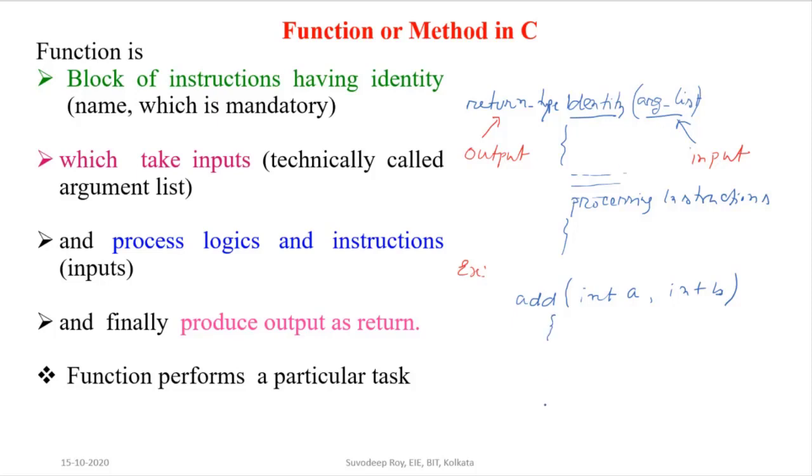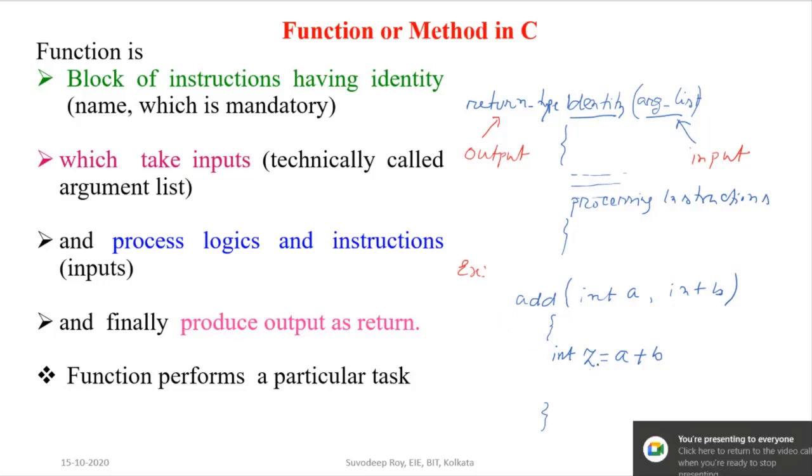Now we must write the block of instructions to be executed. What will the function do? The function will add these two numbers. So the instruction is A plus B. It will add A and B and store the result in a variable, say Z. If A is equal to 10, B is equal to 20, Z is 30. So 30 is an integer. We have to declare the type of this variable, so here we will write int. This int specifies that Z is an integer type variable. So this is the instruction, Z is equal to A plus B, with a semicolon.